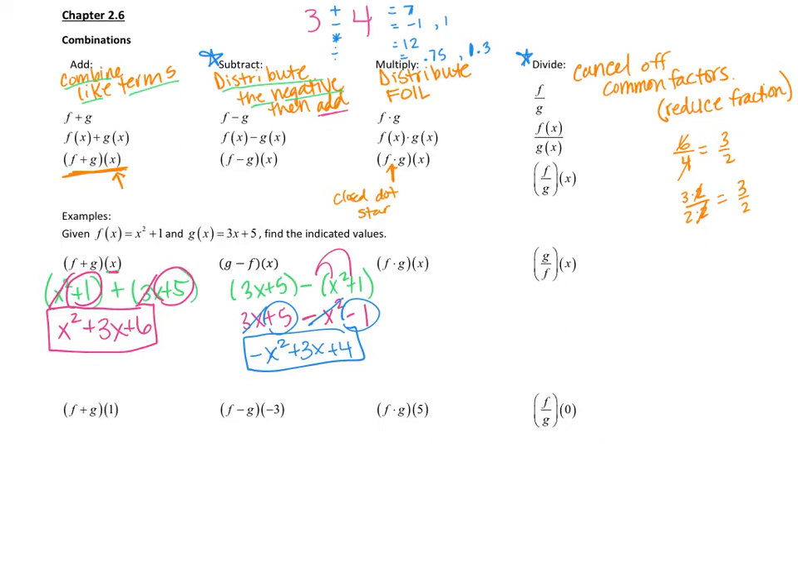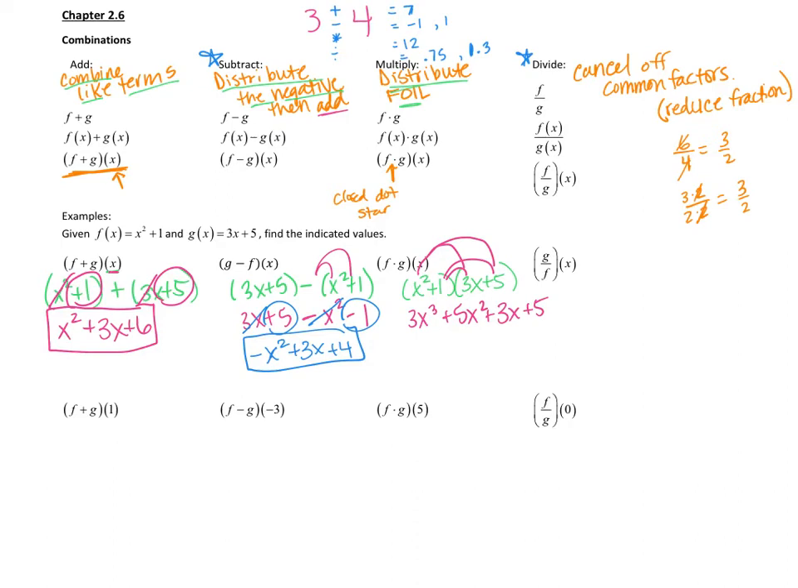This one says f times g. So I'm going to take f, x squared plus 1, and I'm going to multiply it by g, 3x plus 5. So now I'm going to distribute or FOIL, whichever one you want to think of. I'm going to take x squared times 3x would give me 3x cubed. x squared times 5 gives me plus 5x squared. 1 times 3x gives me 3x. 1 times 5 gives me 5.